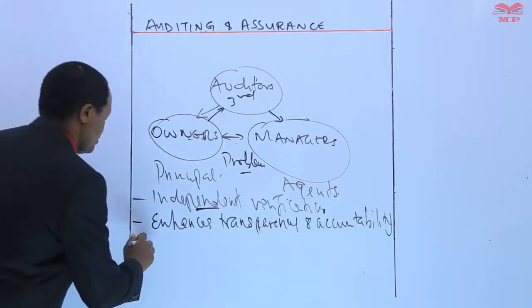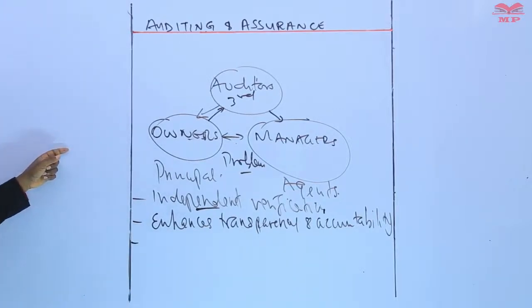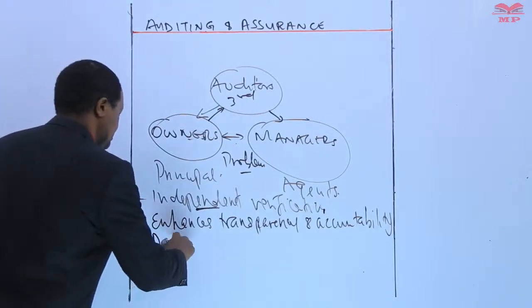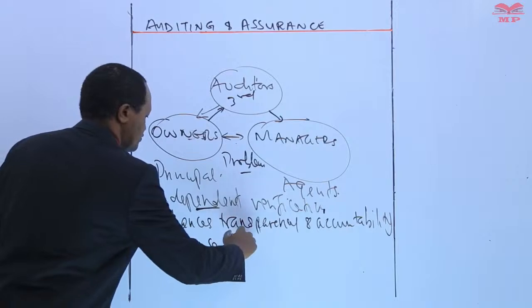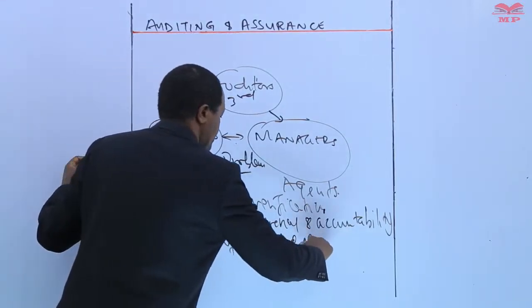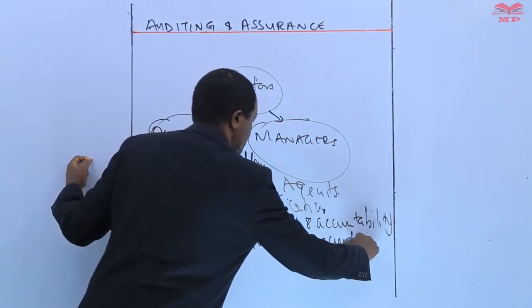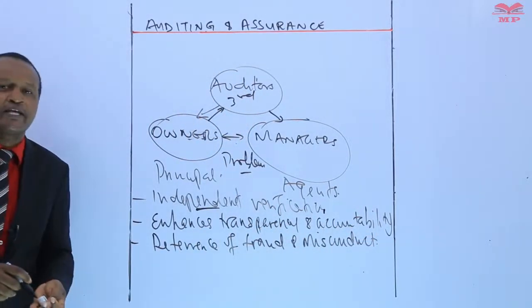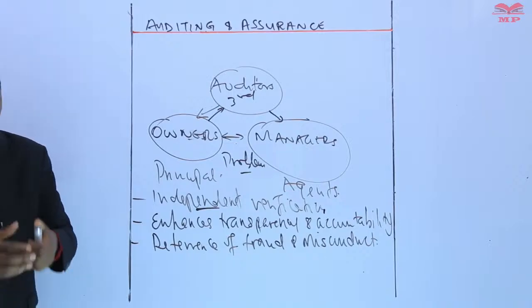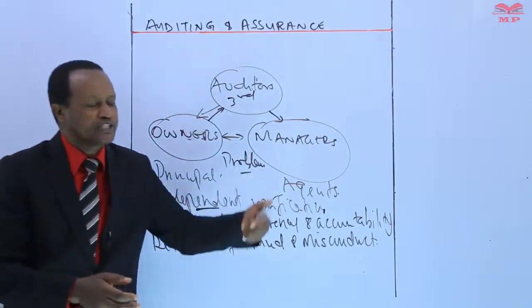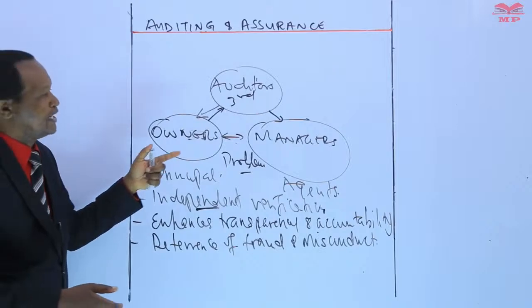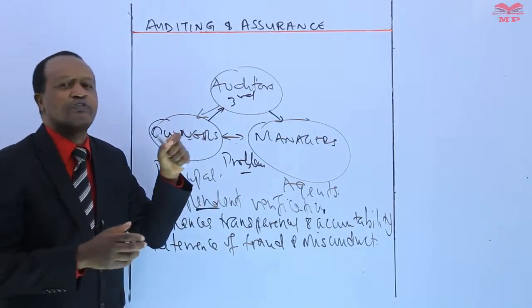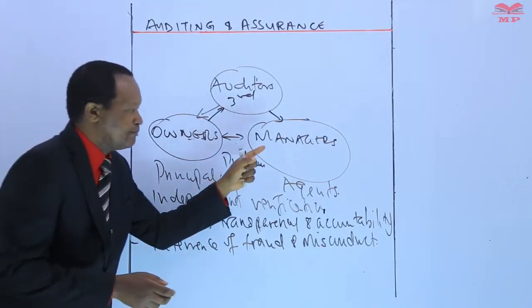Audits also may deter fraud and misconduct. Deterrence of fraud and misconduct. The knowledge that financial statements will be scrutinized by independent auditors acts as a deterrent to fraudulent activities by the managers.